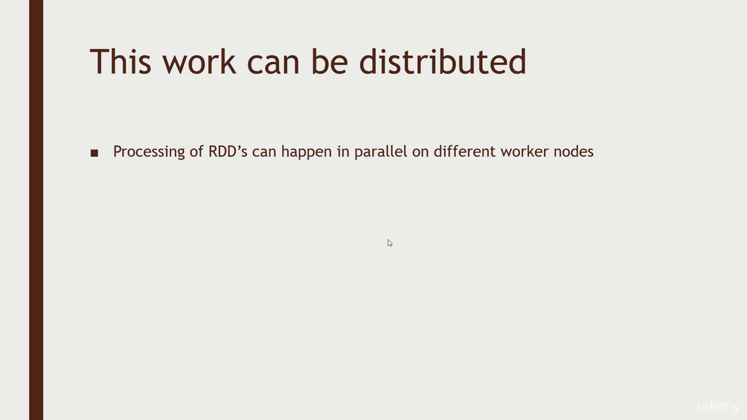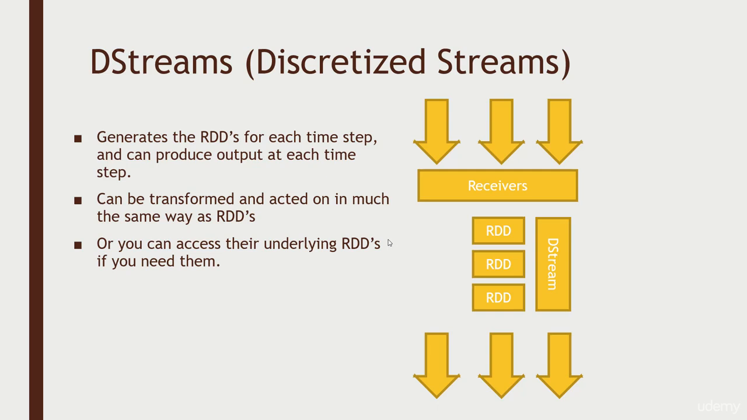And of course, the beauty of it is that all this work can be distributed, so the receiving of that data and the processing of all those little chunks of RDDs can happen in parallel across different worker nodes across your Spark cluster or your Hadoop cluster. Now, the abstraction on top of all those chunks of RDDs is called a D-stream, for discretized stream. So the D-stream object is what's responsible for generating all those RDDs at each batch interval, and it can produce output at the end of each batch interval as well.